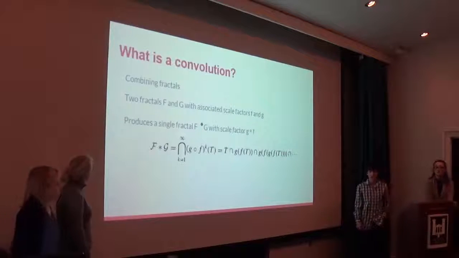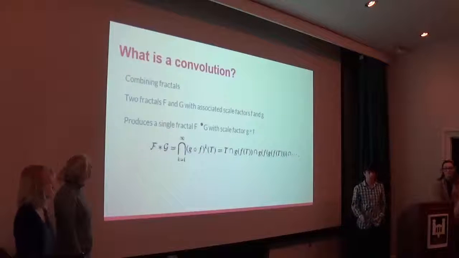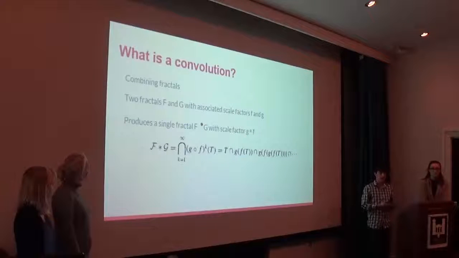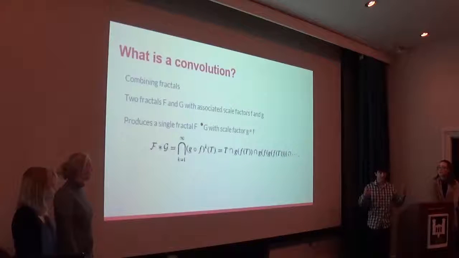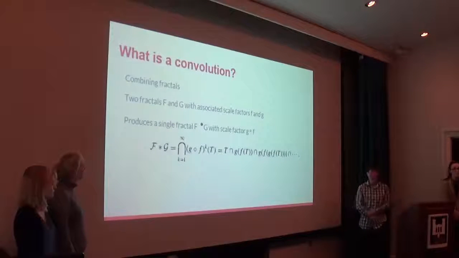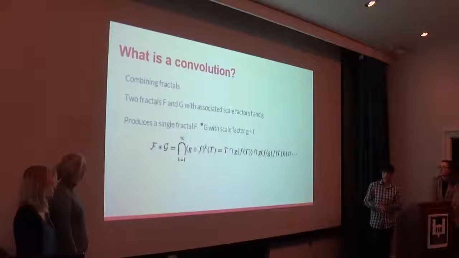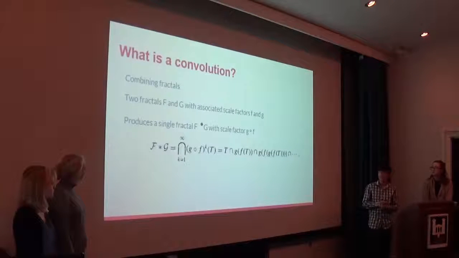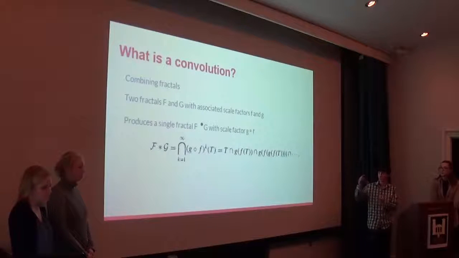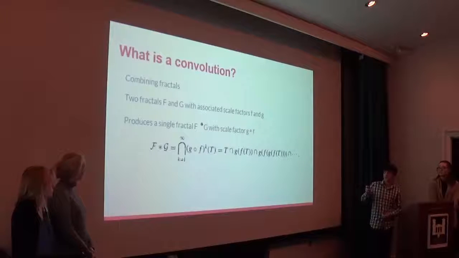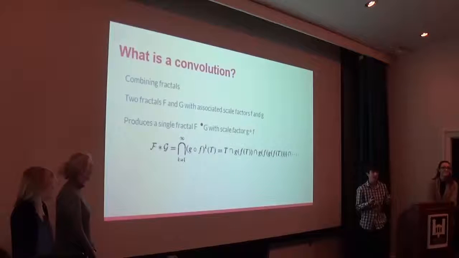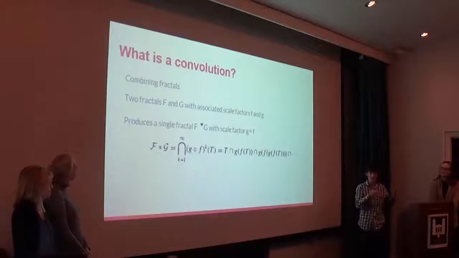So something that this paper looked at that we also investigated was what is a convolution? So a convolution is a way of combining two fractals. So taking one fractal and taking another one and kind of smushing them together or multiplying them is a way to kind of look at this. So if you take two fractals F and G with their associated scale factors or steps, so these sub-triangles that get created, little f and little g, here is the terrible mathematical definition of what a convolution is, and it's just applying the fractals to each other.